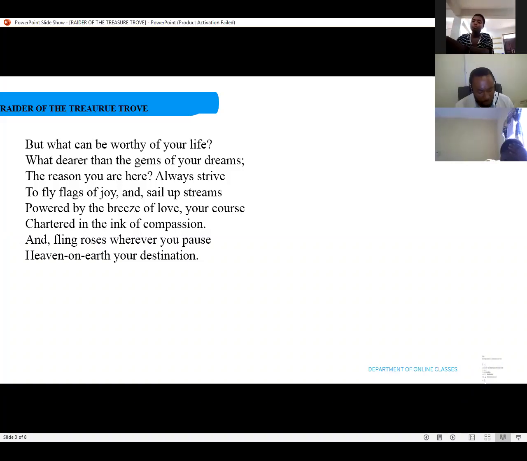Now, it goes on right from the beginning. You see, the reflective mood of the speaker carried by the reflective tone of the line is established by the rhetorical question. We know a rhetorical question is a question that does not demand an answer. Now, look at the use of the word but in starting the first line.